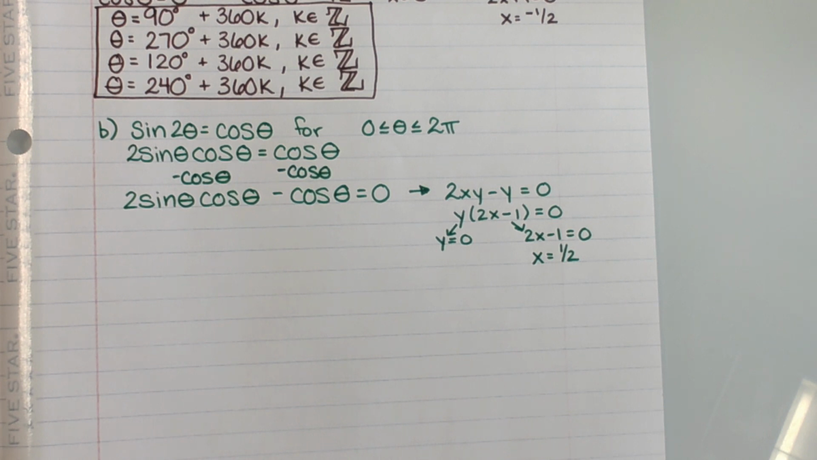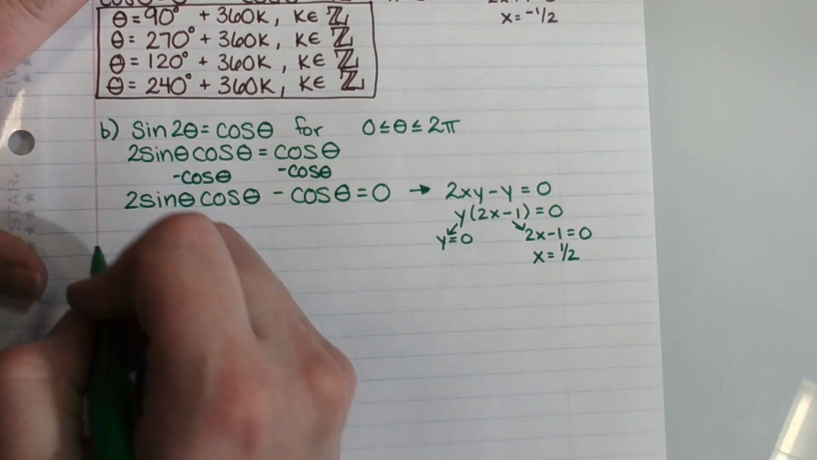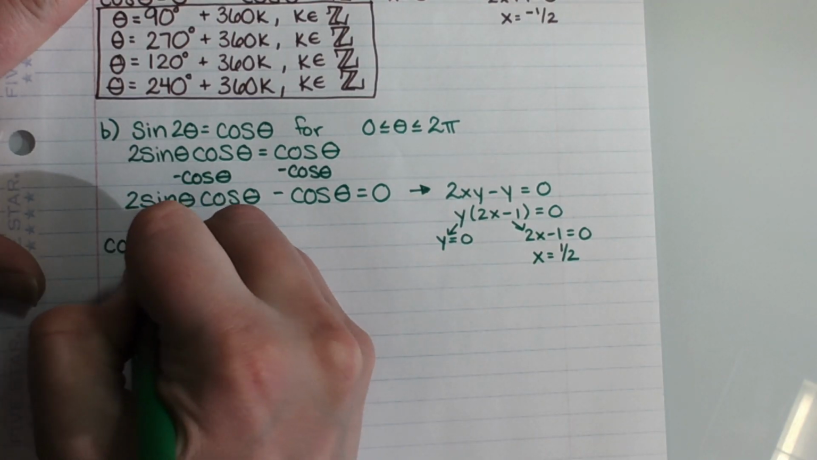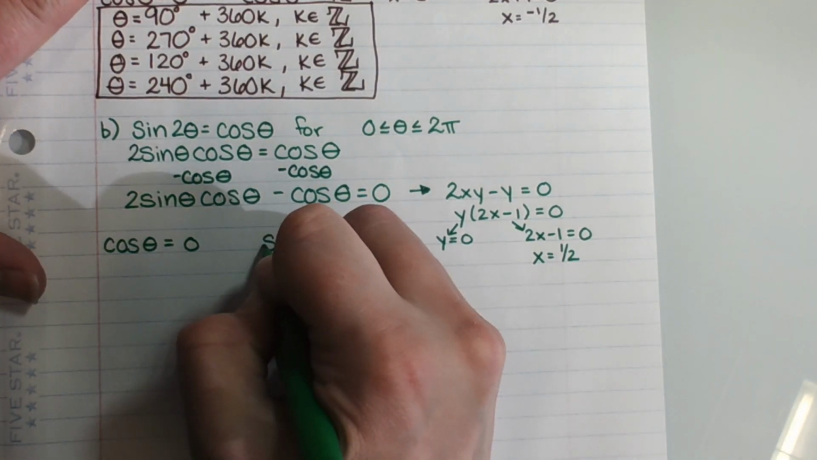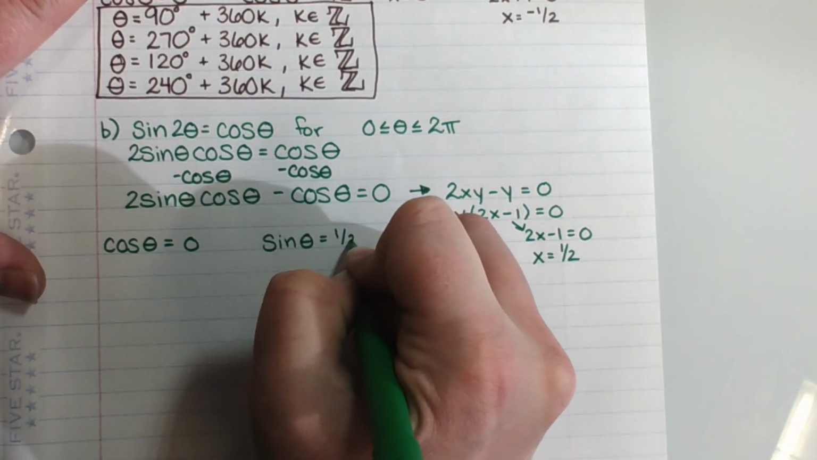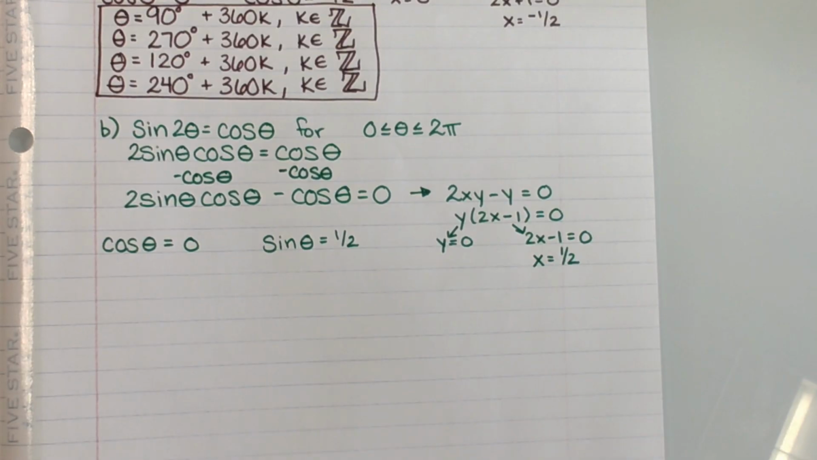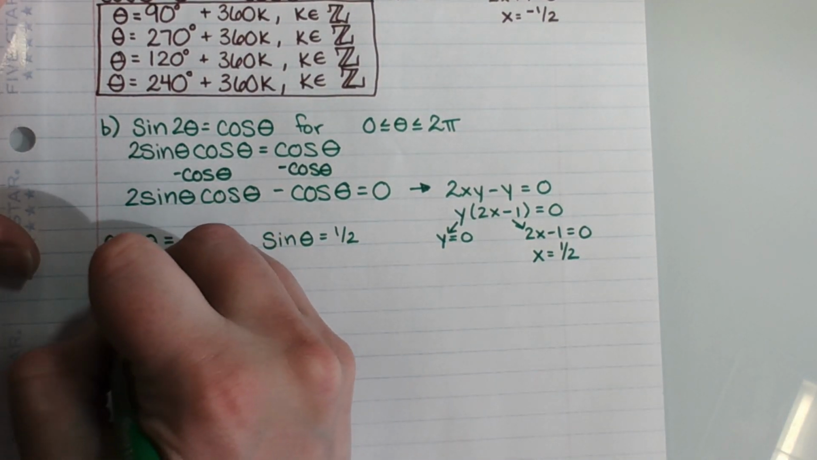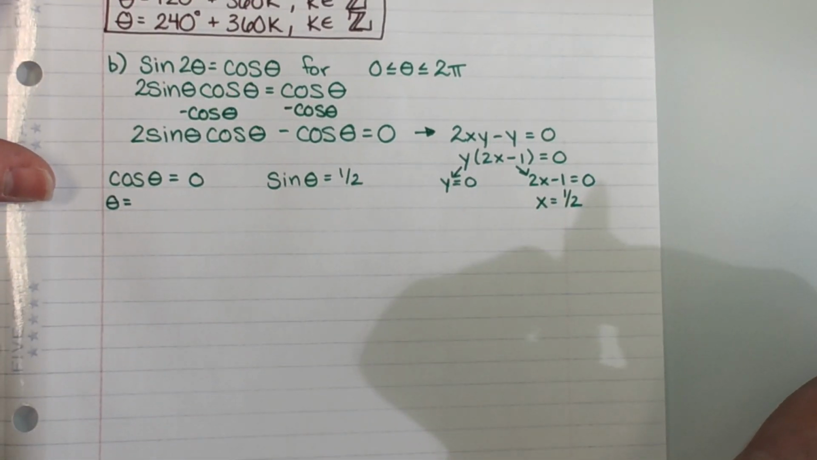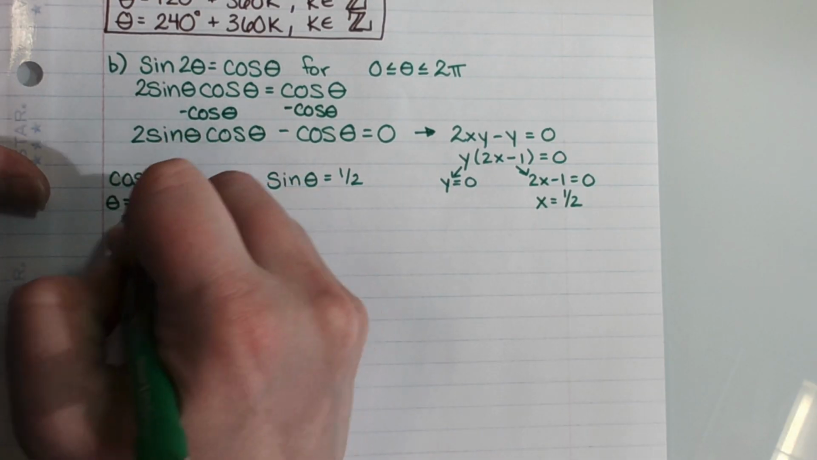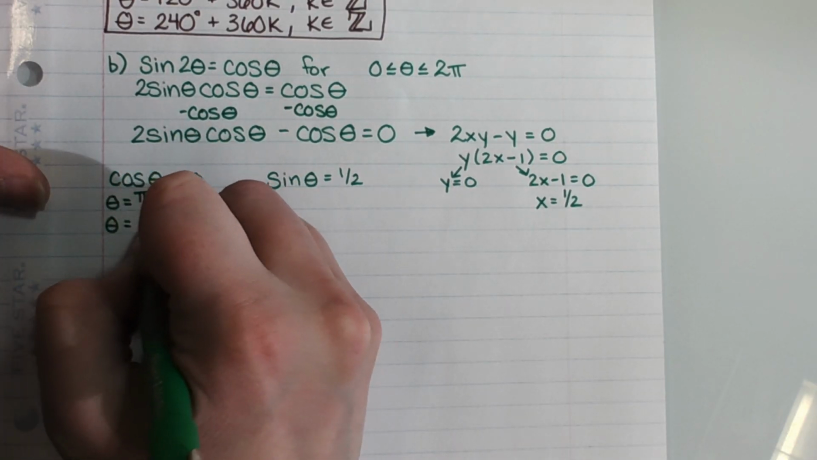But I change it back into my trig. What did y take the place of? Cosine. So cosine is equal to 0. Sine was x. Sine of theta is 1/2. Where is cosine 0? Not 90 and 270. Look at the range that I asked for. Pi over 2 and 3 pi over 2.